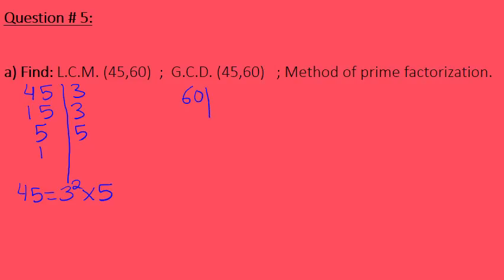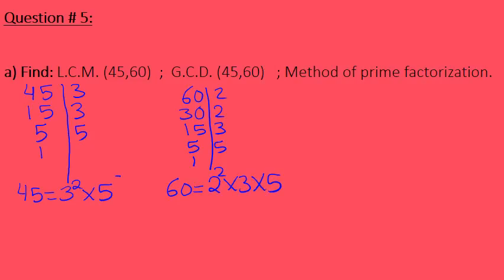Now, 60. What are the prime factors of 60? 2, 30. By 2, 15. By 3, 5. By 5, 1. Raise your voice and tell me what are the prime factors of 60. 2 squared times 3 times 5. Now we have the prime factors of 45 and the prime factors of 60.